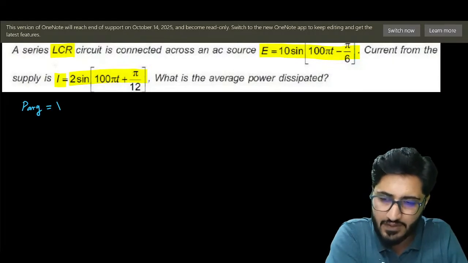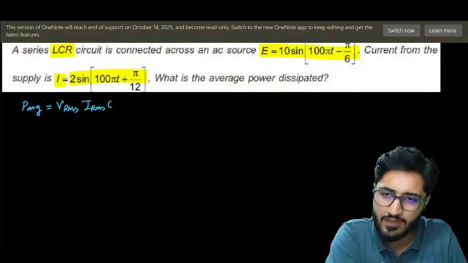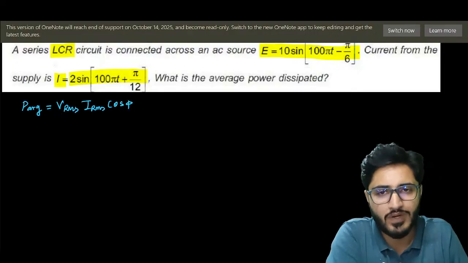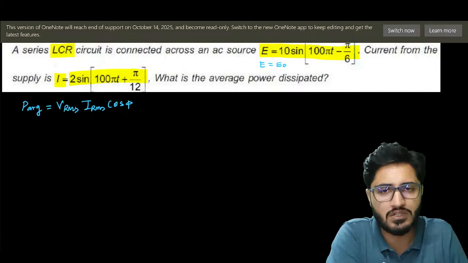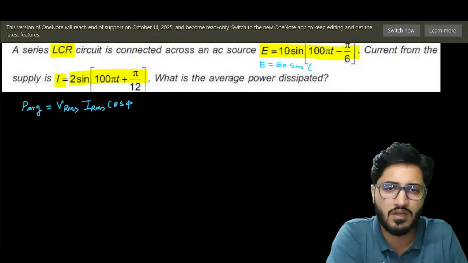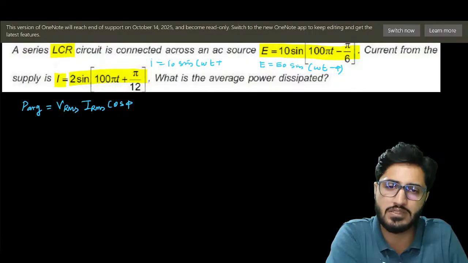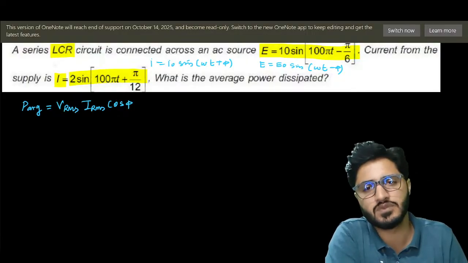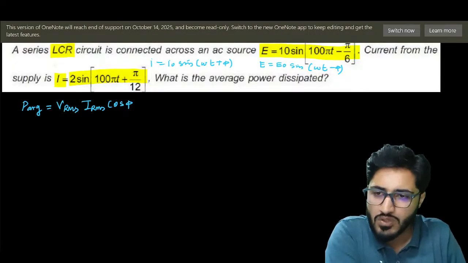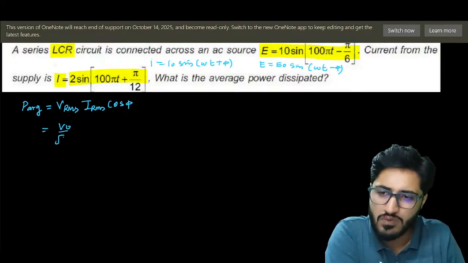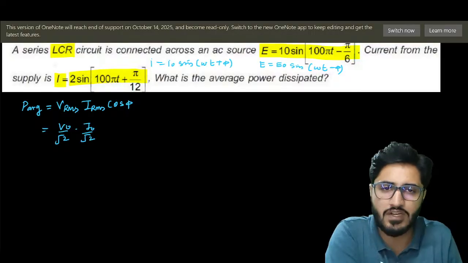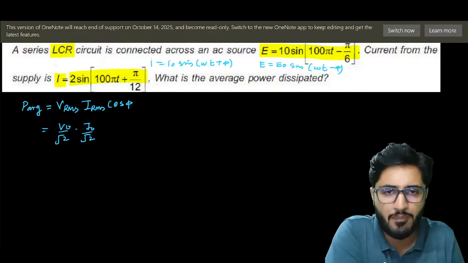What is P average? It is VRMS, then IRMS, then cos phi. So E equals E naught sine omega t minus phi 1, and I equals I naught sine omega t plus phi 2. So what is VRMS? It is V naught by root 2. IRMS is I naught by root 2. What is cos phi? What is phi given to us? Pi by 6 and pi by 12.